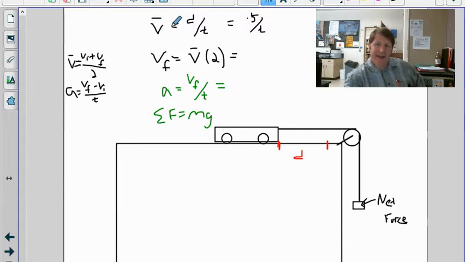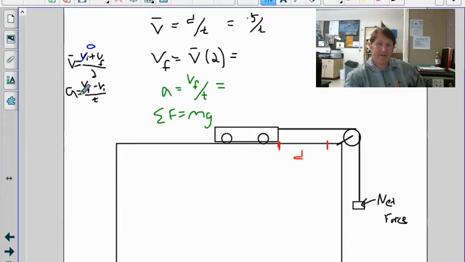Then we were going to take that and find our final velocity. So recall that our average velocity is our initial velocity plus our final velocity divided by 2. But because our initial velocity is 0, we end up with average velocity is final velocity divided by 2. And if we manipulate that formula, we come up with our final velocity is our average velocity times 2. Okay. And we found our final velocity, so we could plug that into our formula for acceleration.